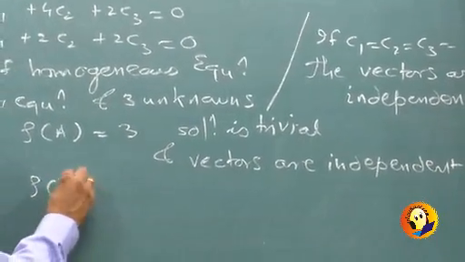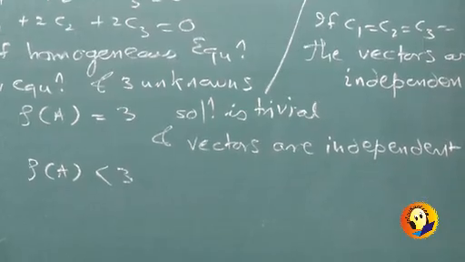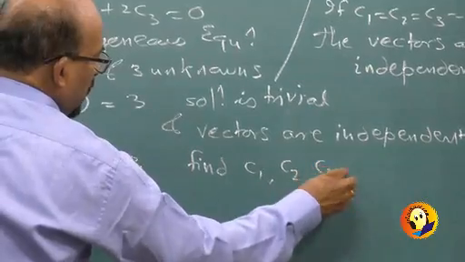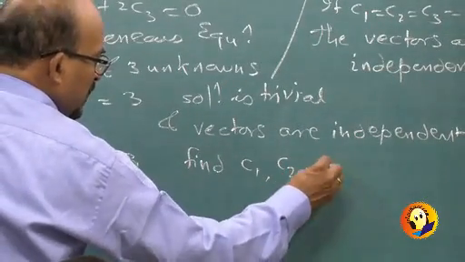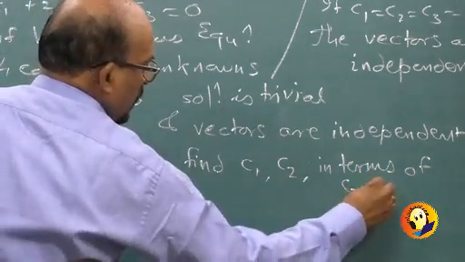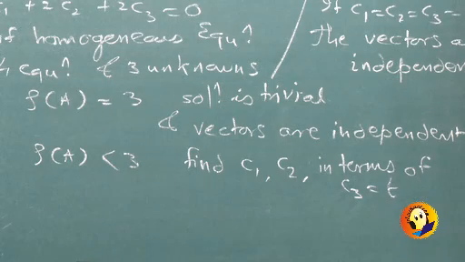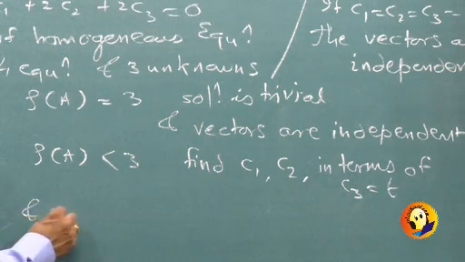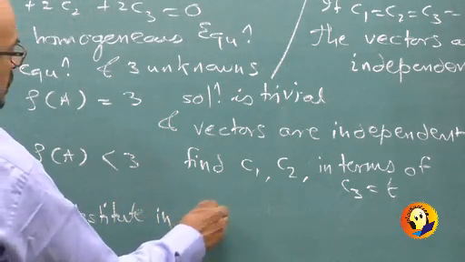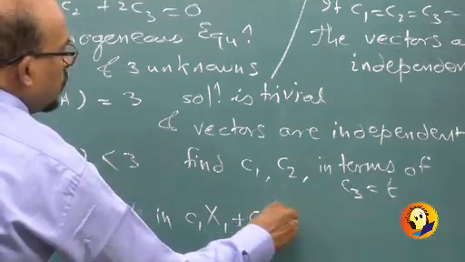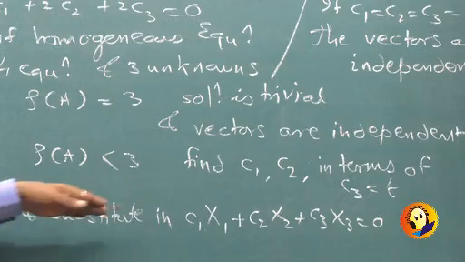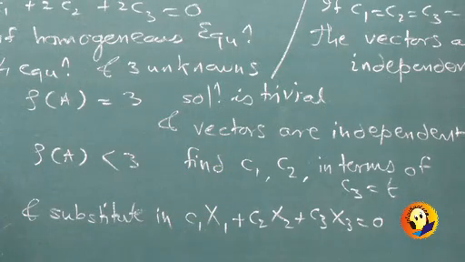If rho of A is less than 3, find C1, C2, C3, or we can say find C1, C2 in terms of C3 equal to T, and substitute in C1 x1 plus C2 x2 plus C3 x3 equal to 0. So the T will cancel and you will get the relation between vectors.